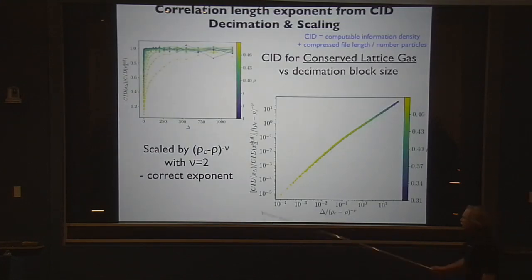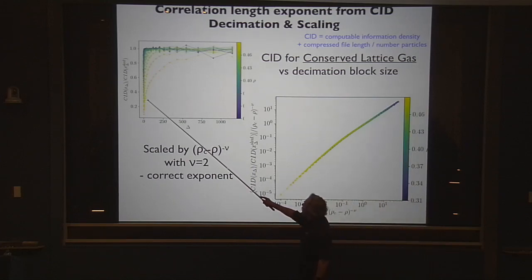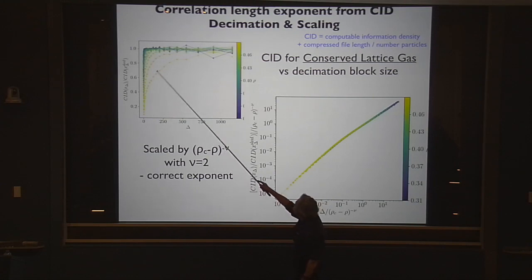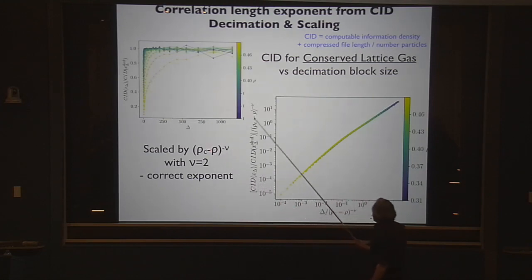And now I compress that, and what I find is this set of curves. This is for the conserved lattice gas for different densities. That's the first model I showed you. You get this series of curves, and then you see whether they scale, and you scale them with rho c minus rho to the nu, and they all fall on one another. It all collapses, and this critical exponent is the one that's known for that. You could have fit the critical exponent and got it from this.